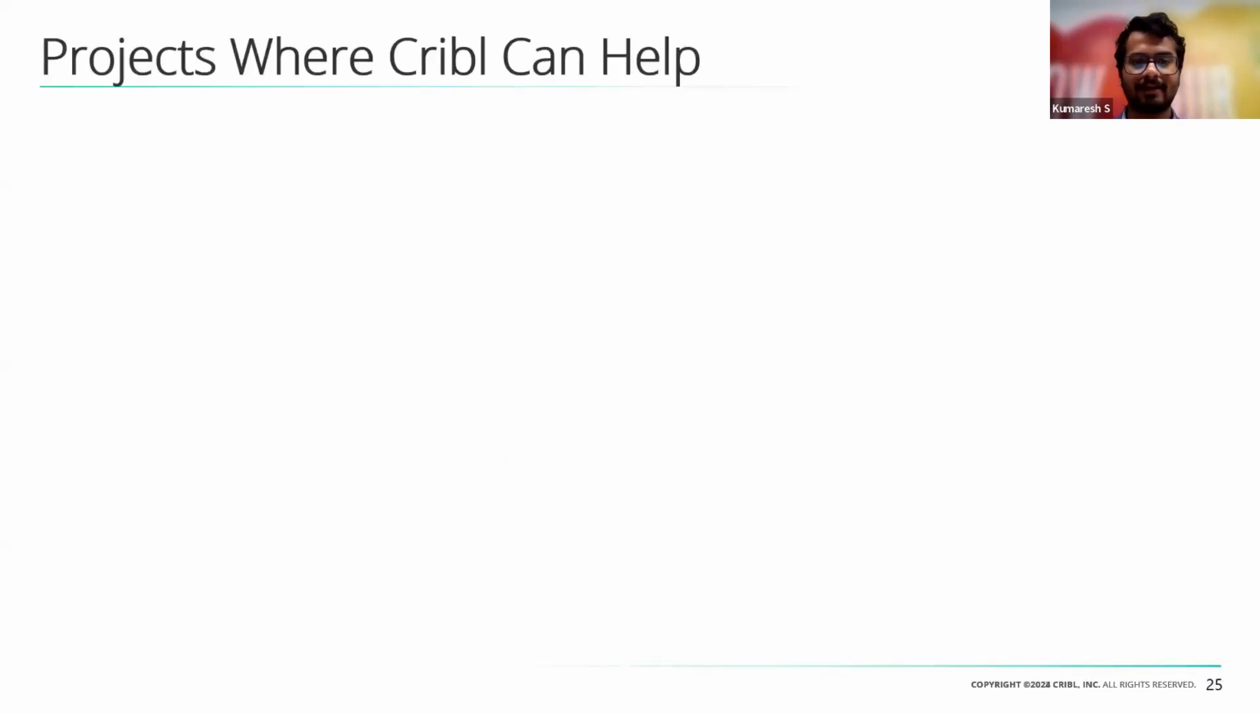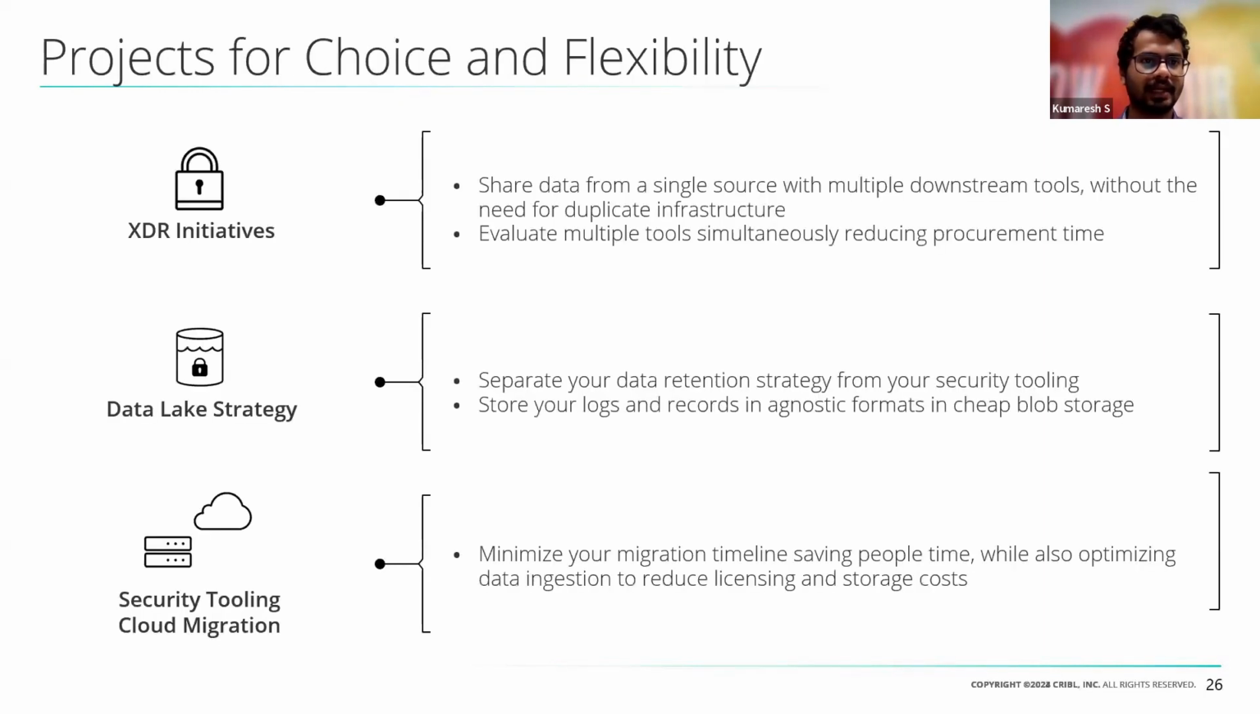Now, after we have discussed these use cases, let's check out some of the projects in which Cribl can be helpful. There are projects for choice and flexibility. For example, there may be XDR initiatives where you want to evaluate multiple tools. Cribl helps you evaluate these tools simultaneously, reducing the procurement time. And if you look at data strategy, many companies are considering differentiating between tool of analysis and tool of record. Cribl helps you do that.